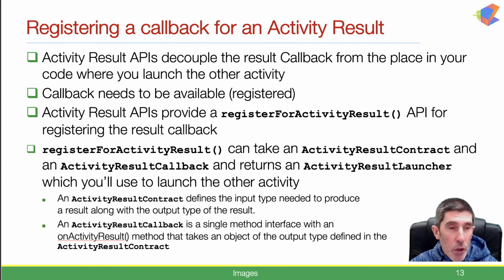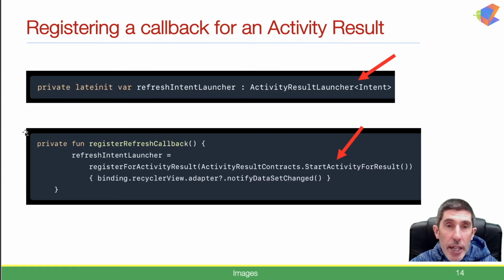Okay, so if we look at some examples of registering, the first step will be registering a callback for an activity result. Now you can call it whatever you want. In this example here it's just called refreshIntentLauncher, because what I want to do is refresh the recycler view when we return back to the list to make sure it's updated. So this is of type ActivityResultLauncher. We're just specifying that there's a single intent going to be passed to it.